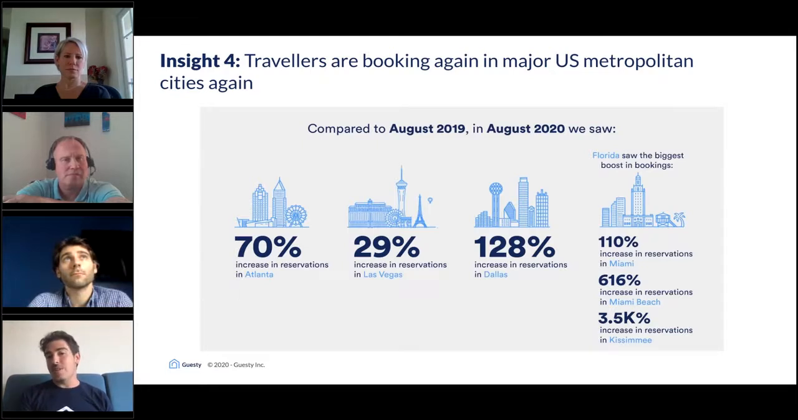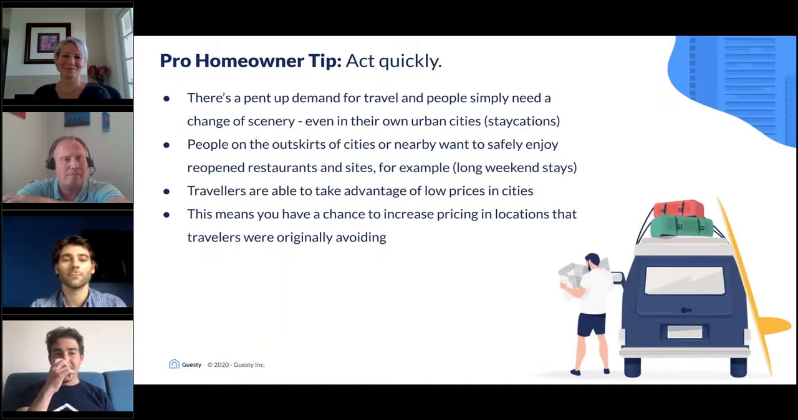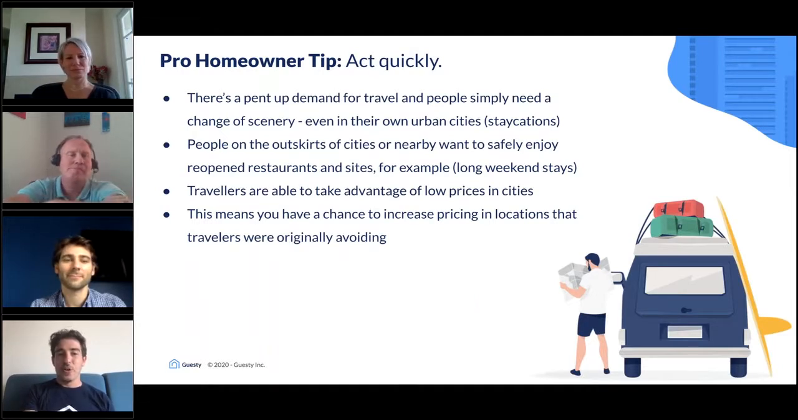Florida, not surprisingly, had the biggest spike in summer reservations. Summer 2019, not a lot of us thought about, you know, a very hot, sweaty summer in Miami Beach. Now that the world is kind of shut down, a lot of people actually headed there, and so you see over a 600% increase in reservations in Miami Beach. And if that doesn't make you a little bit more optimistic, I don't know what will. Another tip here that we hope you will share with the owners is really to act quickly. There's pent-up demand for travel.